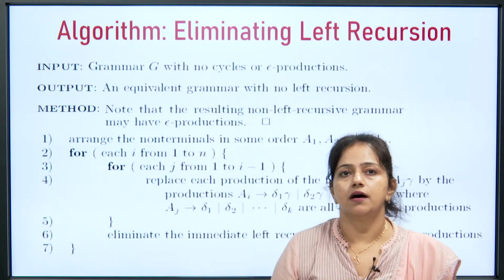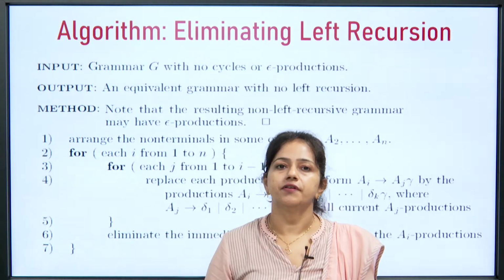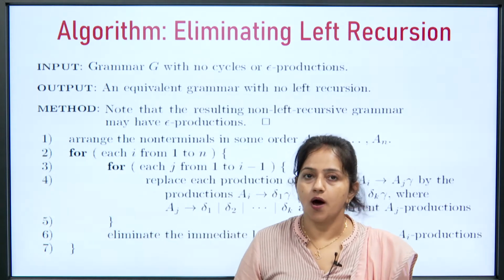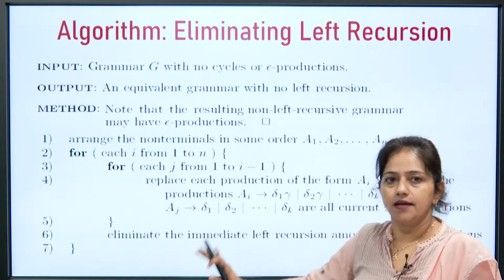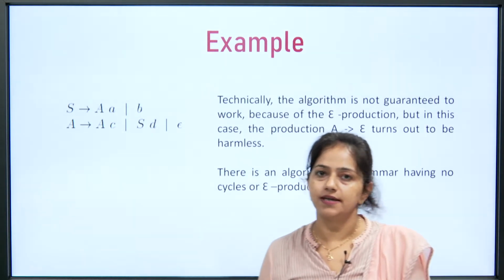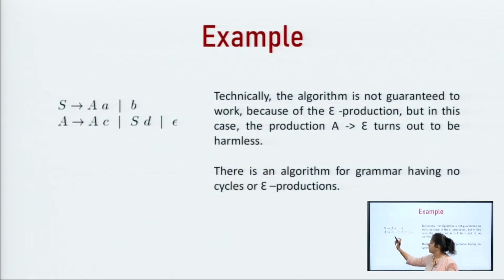Now, while we are discussing left recursion, there can be indirect left recursion also. So, there is an algorithm for doing this conversion. Here I will not explain this algorithm, rather I will apply it on one example, so we will understand the algorithm on this example. Here the grammar has two non-terminals: S to AA, B; A to AC, SD and epsilon. We will try to eliminate left recursion using the algorithm.